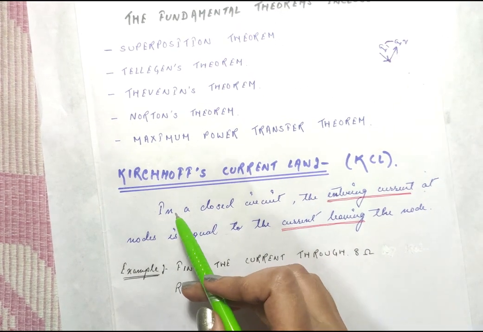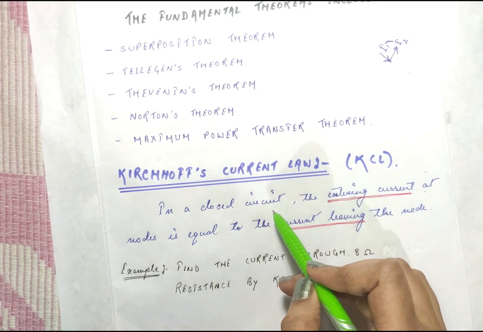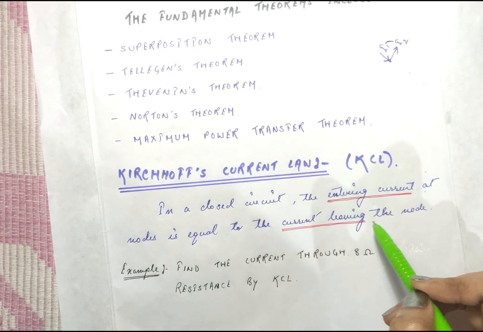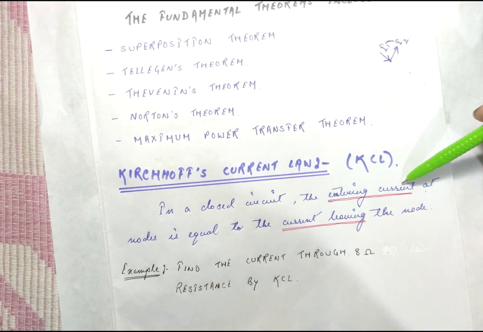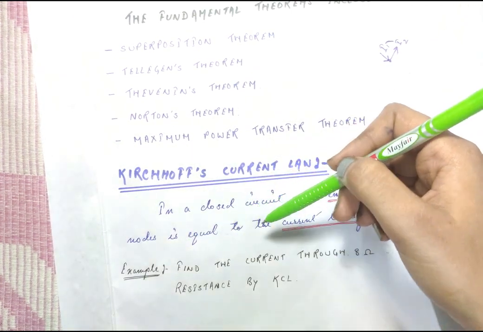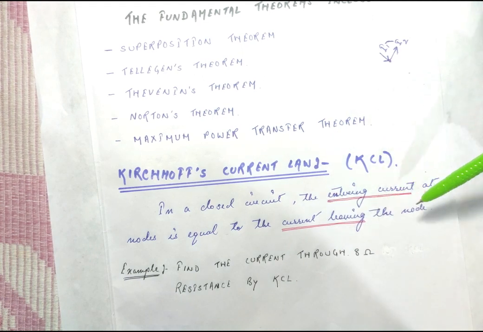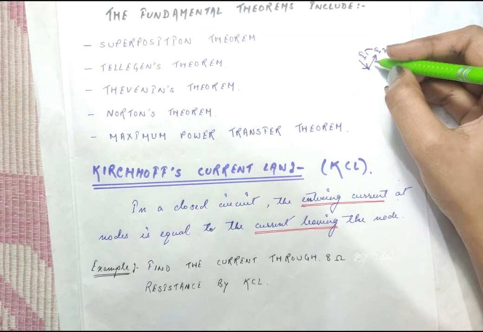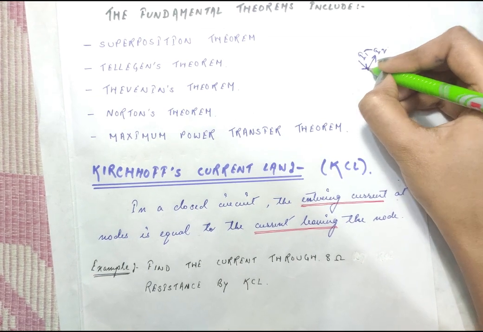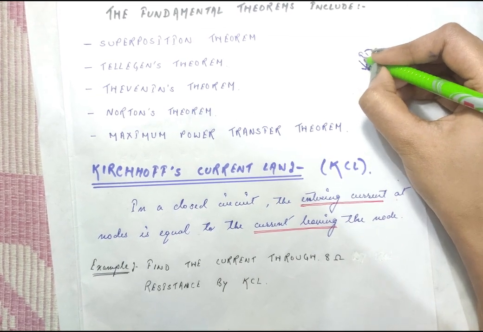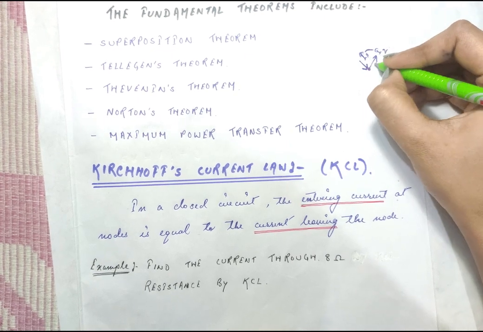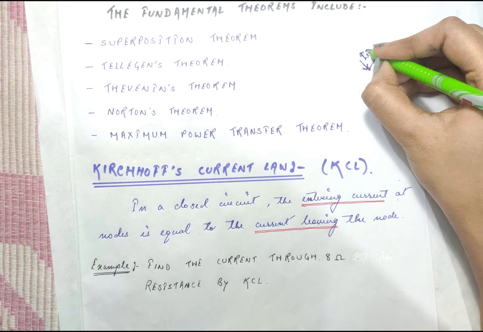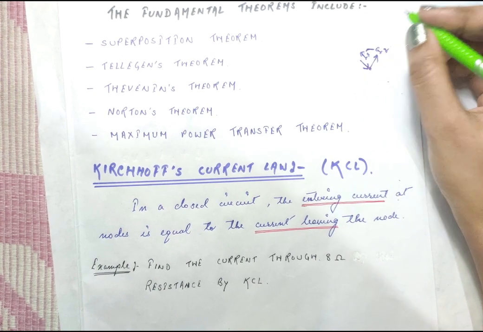KCL states that in a closed circuit, the entering current at a node is equal to the current leaving the node. In very simple language, at a node, the incoming current, that is I1, is equal to the outgoing current, that is I2. This I1 and I2 will be equal.